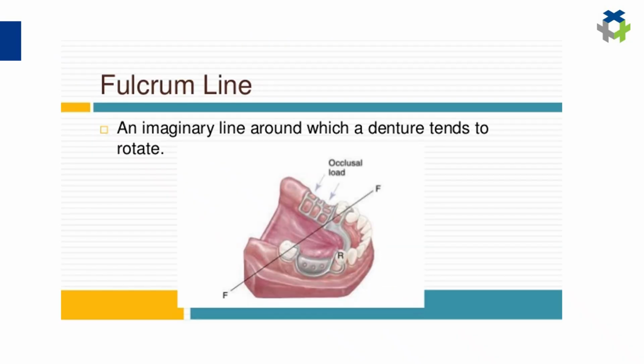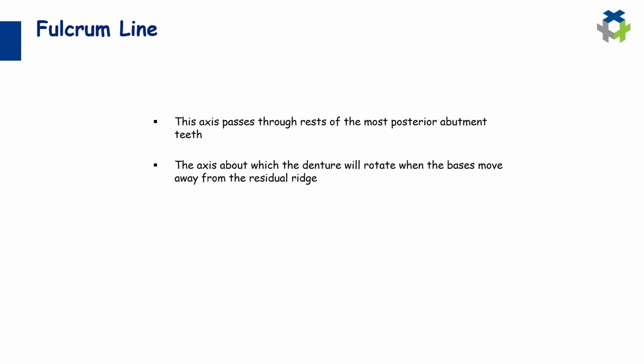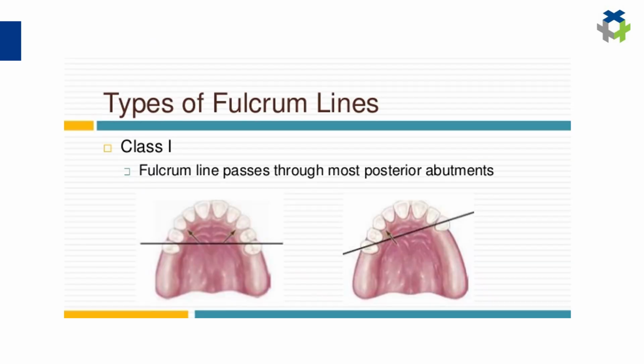This rotational axis, the line around which the partial denture tends to rotate, is called the fulcrum line. It is an imaginary line around which the partial denture rotates. The fulcrum line axis passes through the most posterior abutment. We have different types of fulcrum line. For Class 1, the fulcrum line runs through the two abutments. It can be either straight like this, or it can be a diagonal fulcrum line.